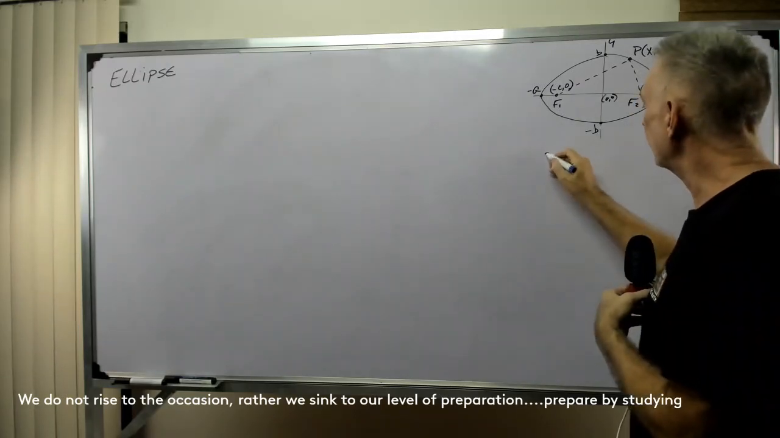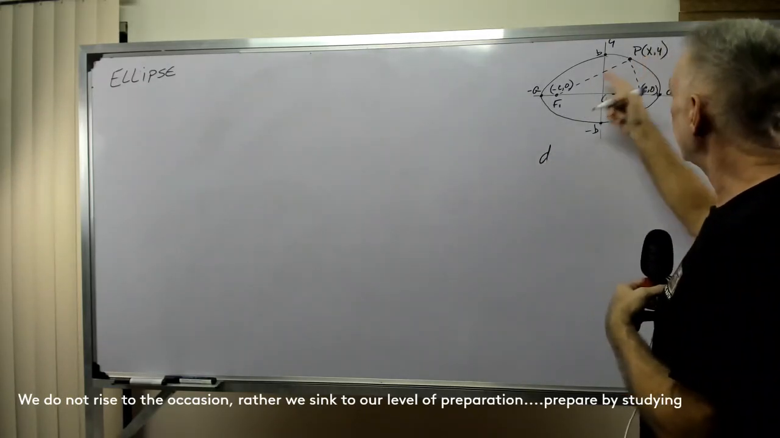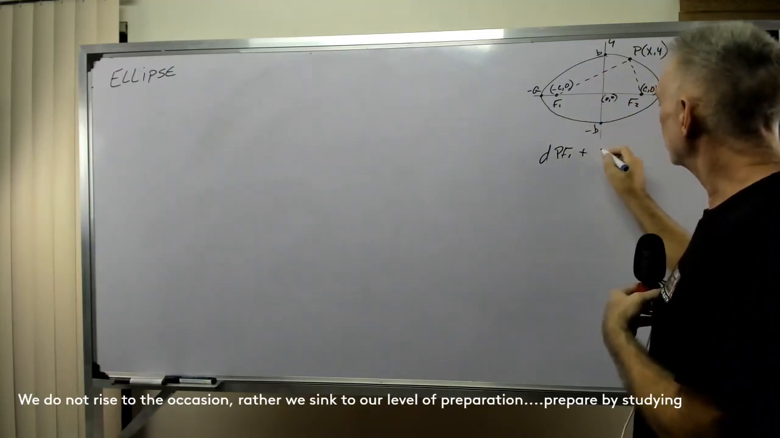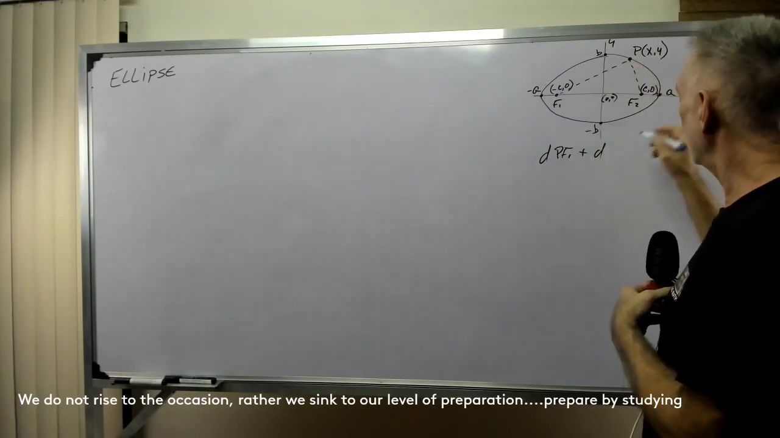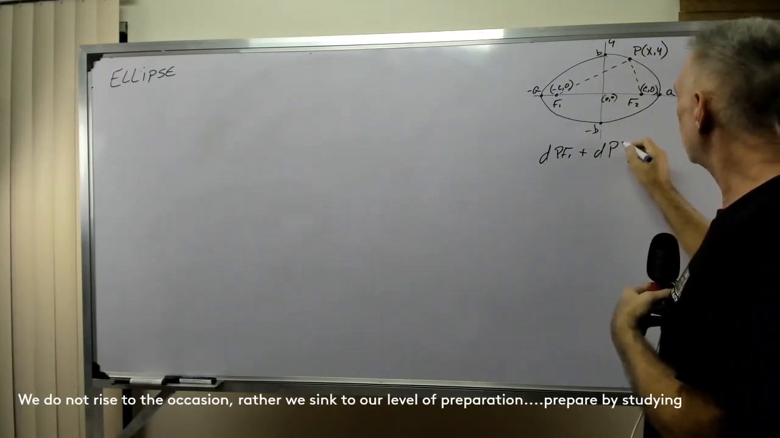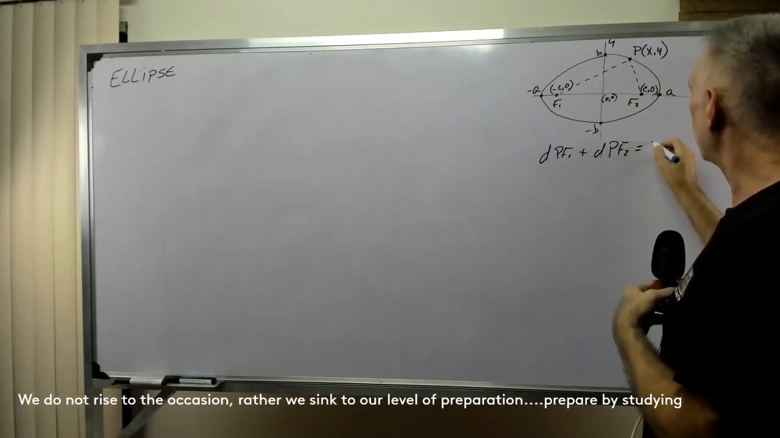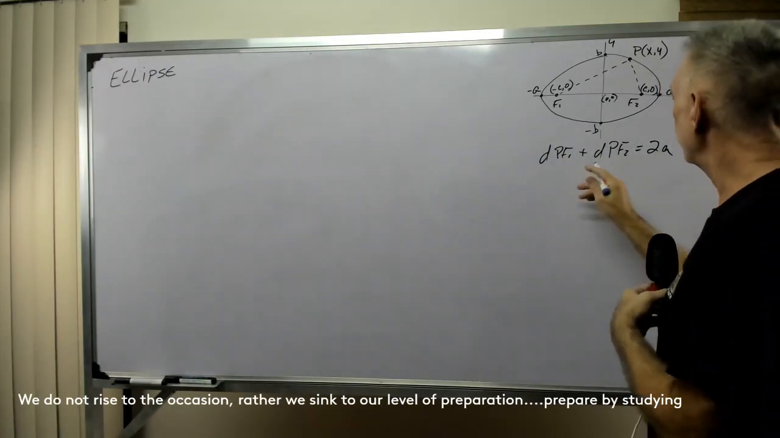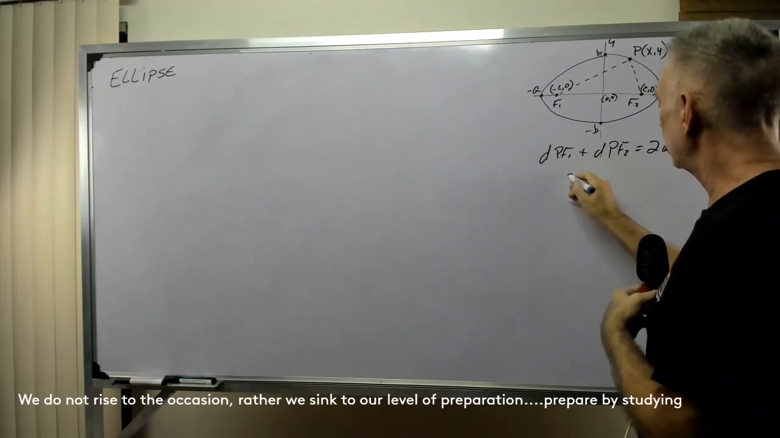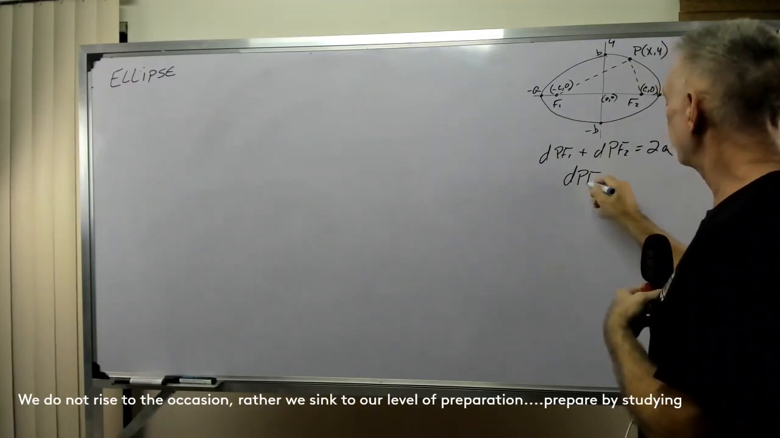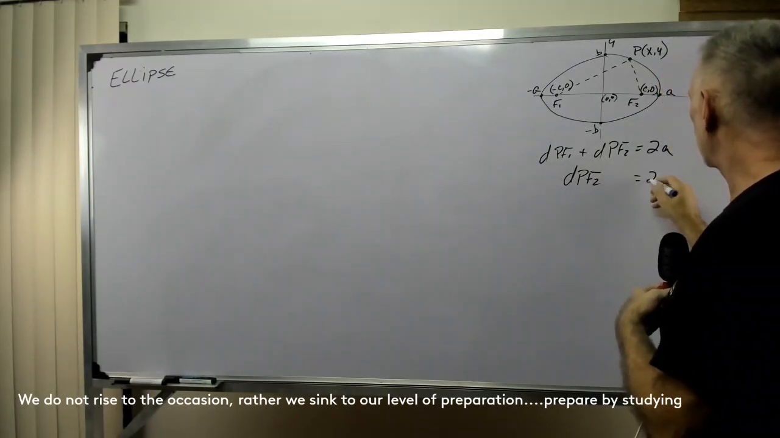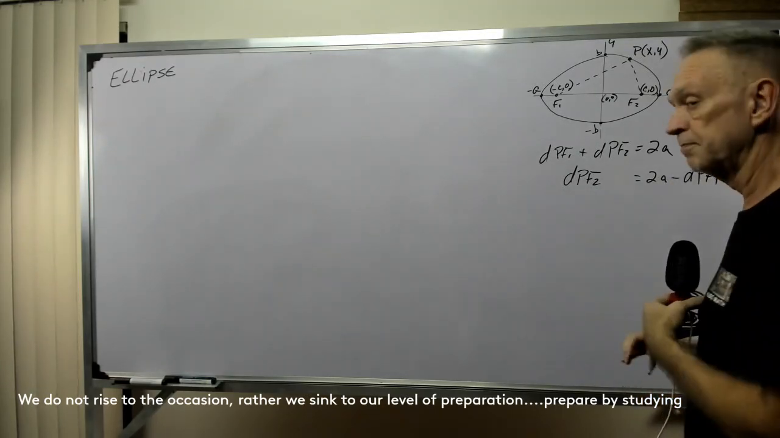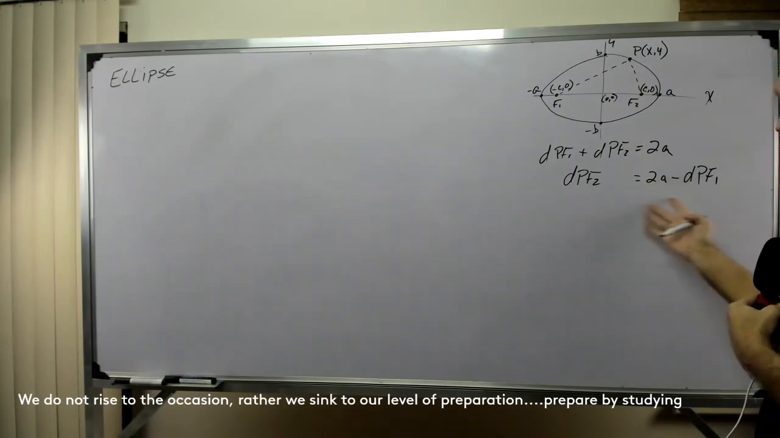Okay, so we have the distance from P to F1 plus the distance from P to F2, that equals 2a. Now we could say, well, let me just say the distance PF2 equals 2a minus the distance PF1. Okay, I could say that.